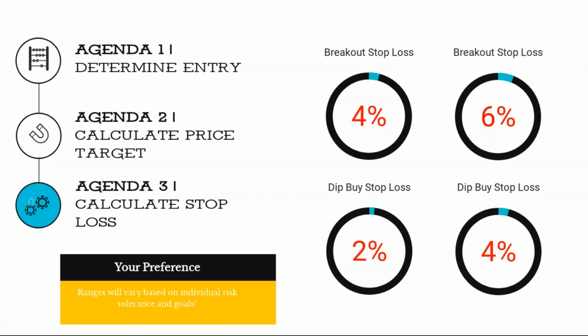On the dip buy, again, you can see that even though we have a lower price target percentage on the dip buys, we also have a lower risk potential on your stop loss on your dip buys. We're only risking 2%, between 2 and 4% stop loss, and that's on a high. That's if you let it ride.